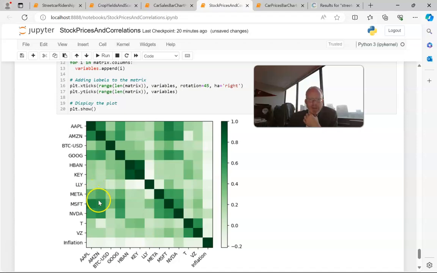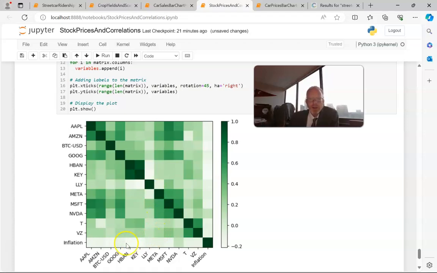Microsoft, we see Apple, Amazon, and Google to some degree are highly correlated. Meta, highly correlated. NVIDIA, highly correlated. But now we also notice some things that are not correlated. KeyBank and Lilly, not very correlated. Lilly's had a hell of a good stock run in the last few years, whereas the regional banks are doing what regional banks do and staying fairly stable.